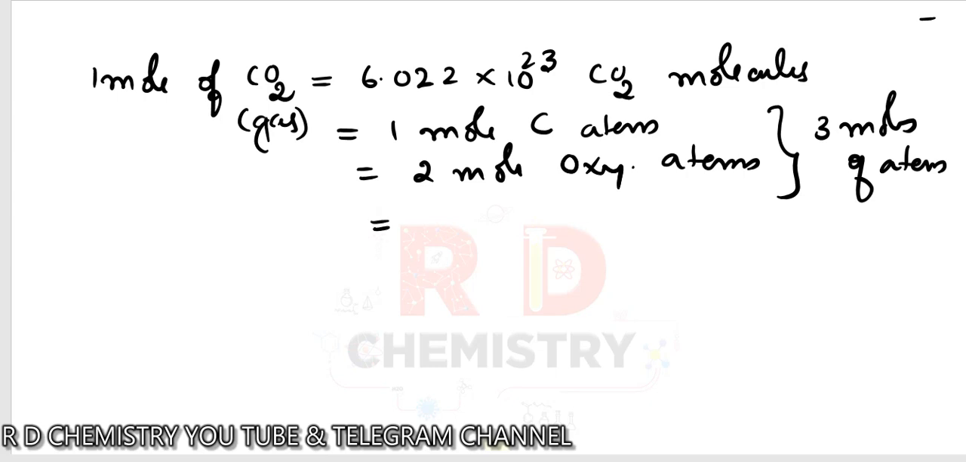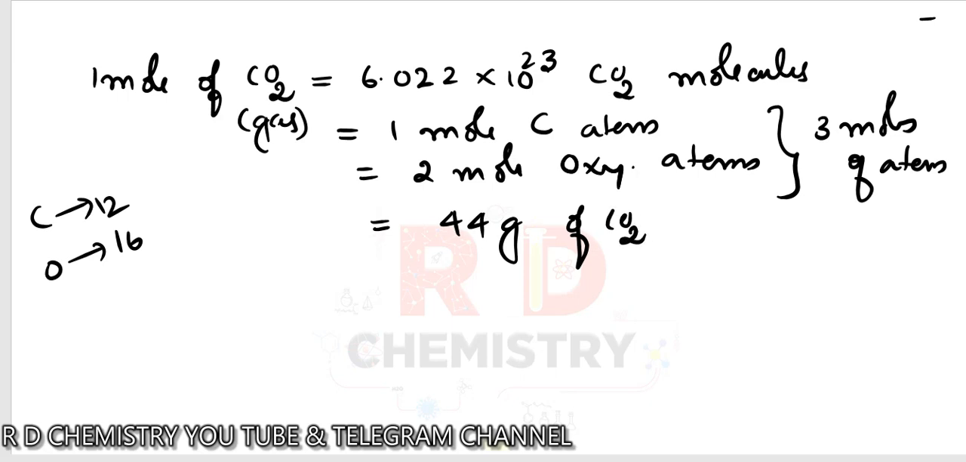What is the mass of this? Carbon atomic mass is 12, oxygen atomic mass is 16. So there are 44 grams of carbon dioxide. And this is a gas.